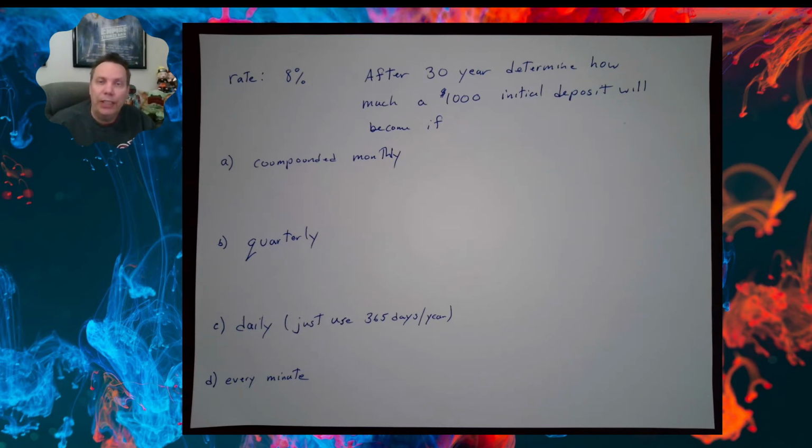Part B, quarterly, that's 4 times a year. Daily, in other words, every day they're going to put money into your account. Just assume that there's 365 days in a year. Don't count the leap year stuff, I'm not going to bother with that. And then every minute. Still assume that there's 365 days in a year.